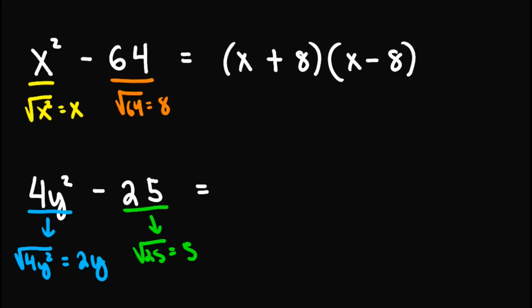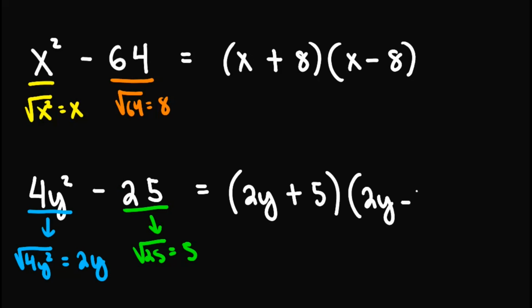So this one out here is simply equal to the square root of the first term, which is 2y, plus the square root of the last term, which is 5, times the same binomial, but with a subtraction operation. And so that is how we factor out these binomials.